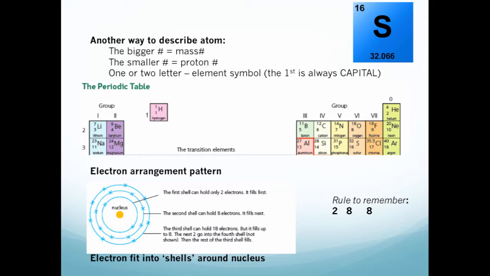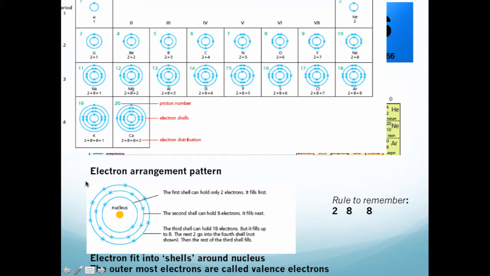Electrons fit into shells around the nucleus, which is the center of the atom. And the outermost electrons we call valence electrons. So outermost electrons are valence electrons. So for example here, fluorine. You can see that fluorine has how many shells? It has 2 shells, right? And the valence electrons of fluorine is 7. We have 7 electrons on the outermost shell.